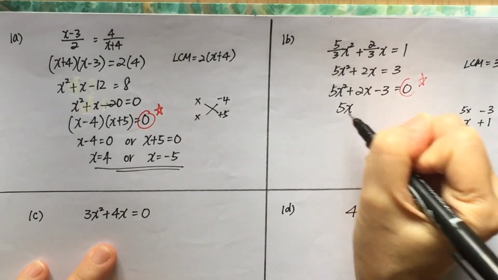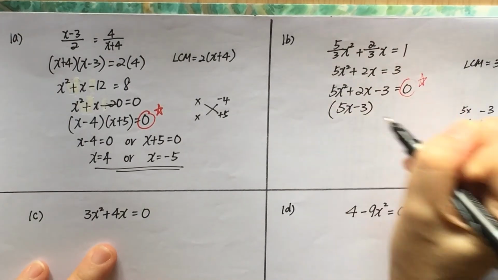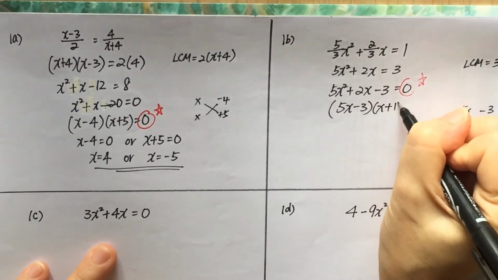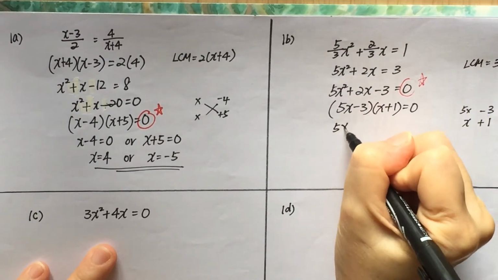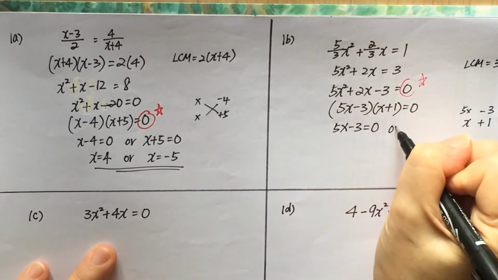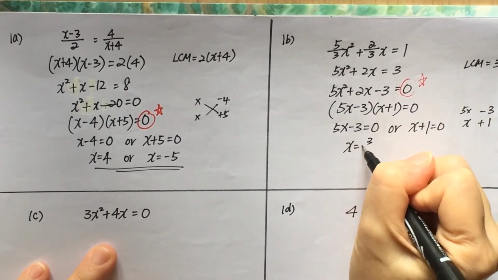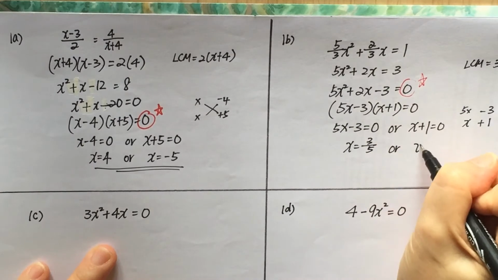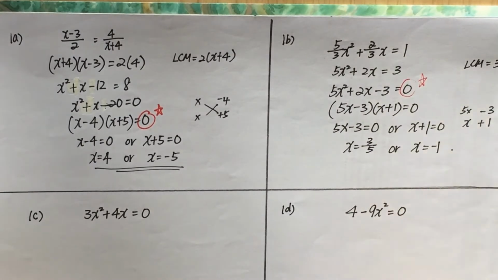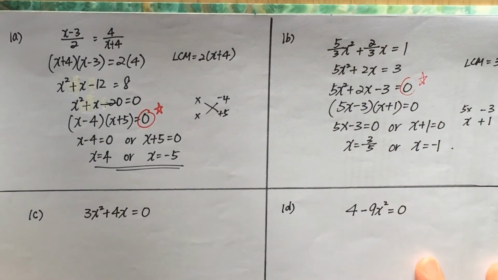Okay, so 5x minus 3 times x plus 1 equals to 0. So 5x minus 3 equals to 0, or x plus 1 equals to 0. So x is equals to 3 over 5, or x is equals to negative 1. So that is for question 1b.